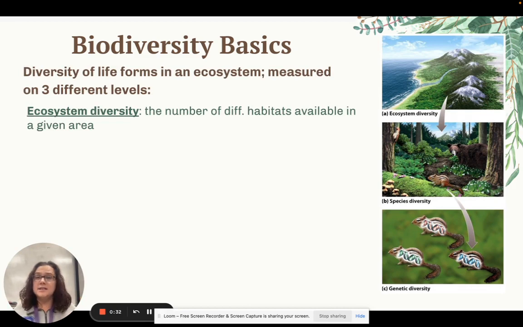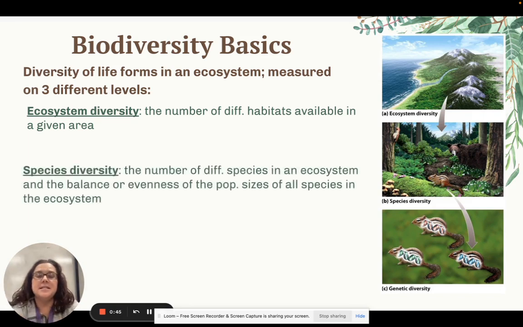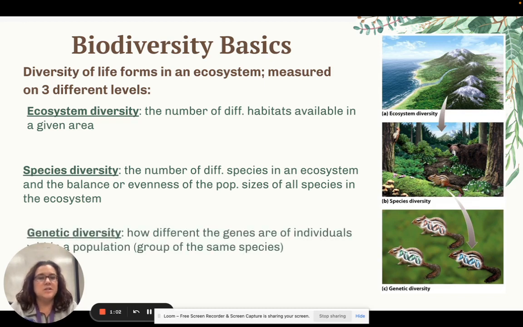So the broadest level is ecosystem diversity. That's looking at a given area, the number of different habitats that are available in that area, right? So more habitats, there's going to be more biodiversity, less, there's going to be less. We can also look at species diversity. That is within an ecosystem, so one ecosystem, how many different species do we see? So we're going to look at the number of different species, but also how balanced or evenly spread that population of species is. And then the last one is genetic diversity.